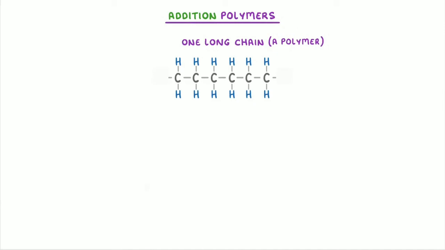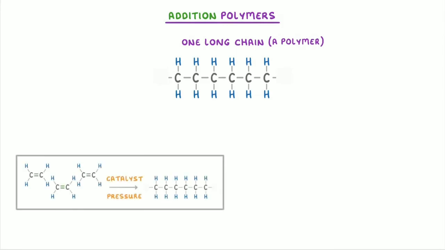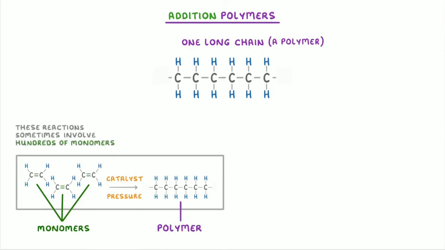Now, one way to represent this reaction would be like this, where we show all the ethene molecules, which are our monomers, on the left, and draw out the entire polymer that they form on the right. The problem with this technique, though, is that these reactions can sometimes involve hundreds of monomers, so to draw out all of them would take forever.